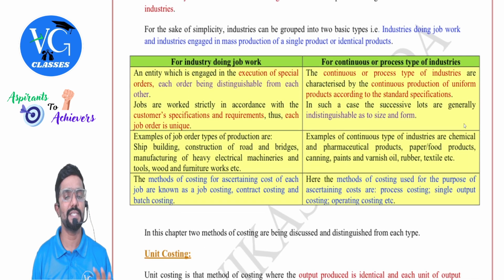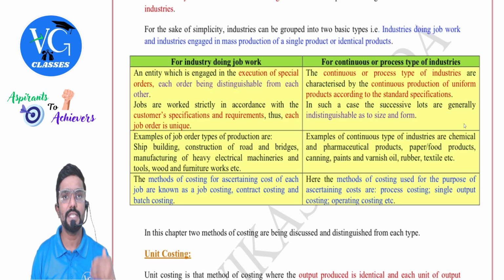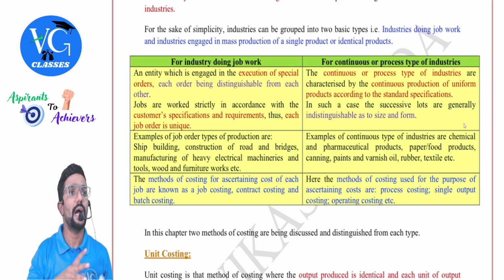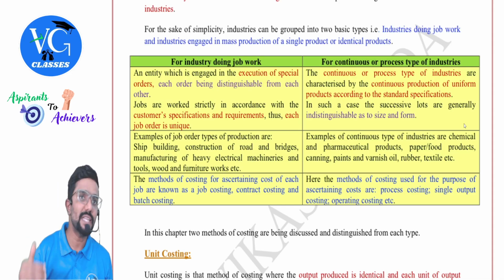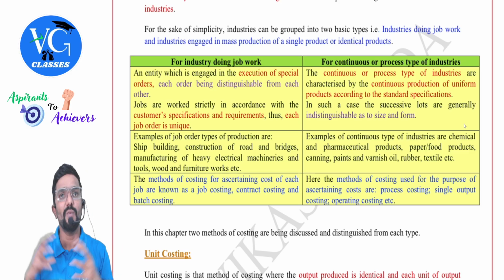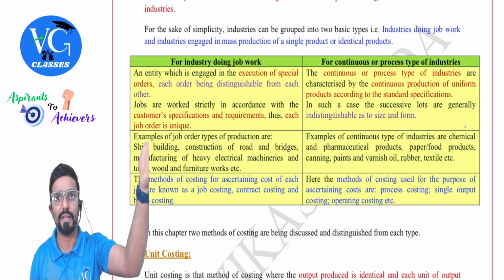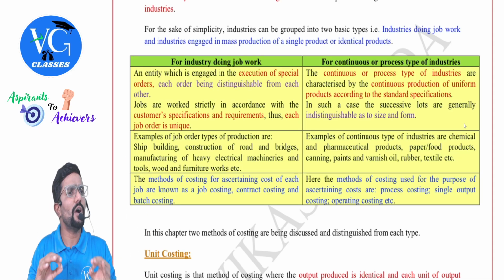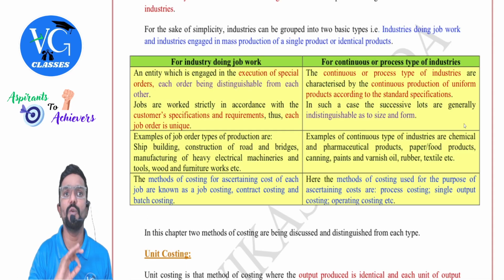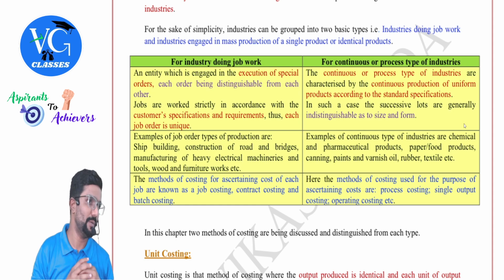For the sake of simplicity, industries have been grouped into two types, guys. One is industries doing job work. Industries doing job work means I will start the work only once you give the order to me, and whatever work I do is as per your specification and requirement. Under this, each job would be unique, guys. Each job would be different. One job may not be the same as the other job.